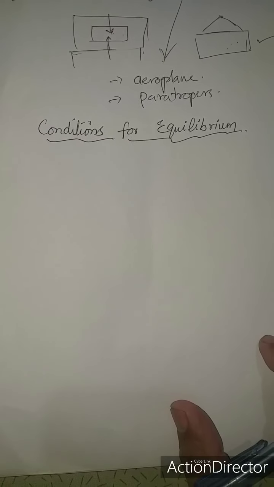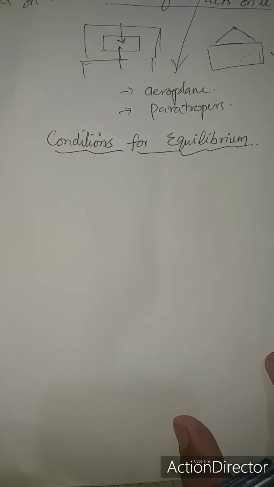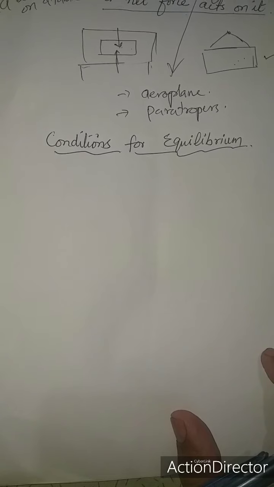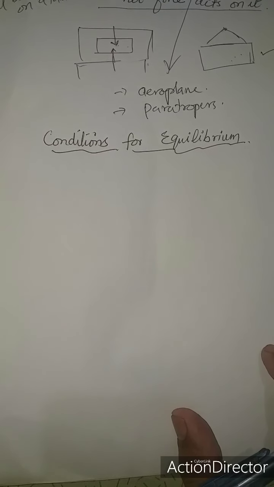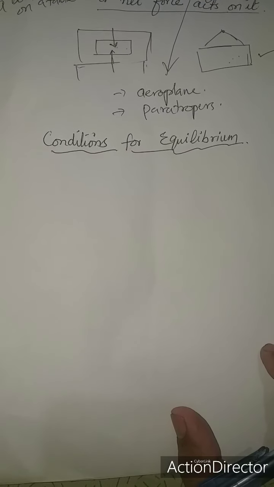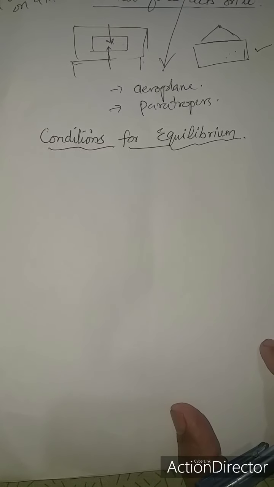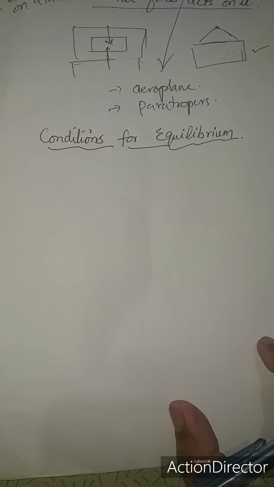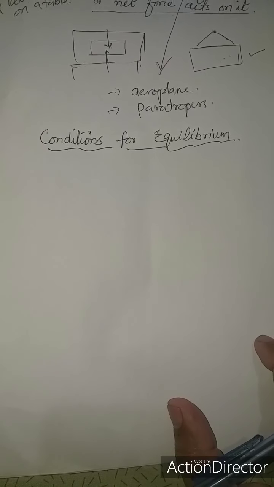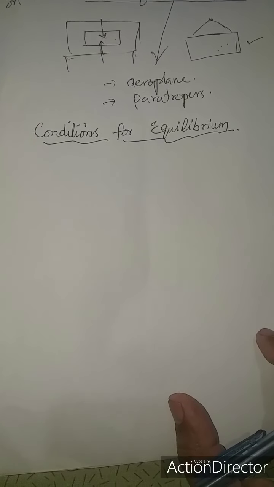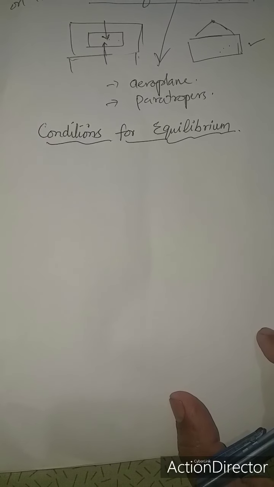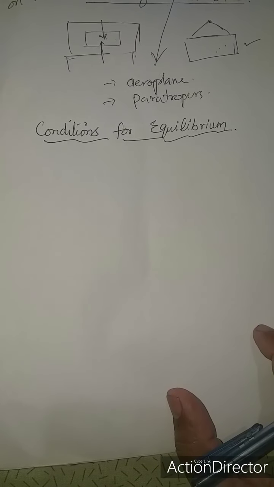Students, in our previous lecture in which we discussed the definition of equilibrium, we have seen that a body that is at rest, or moving in uniform motion, is in equilibrium if the resultant of all the forces acting on it is zero. This was the definition of equilibrium, and we discussed the example of a book.